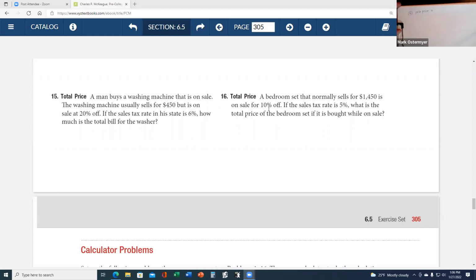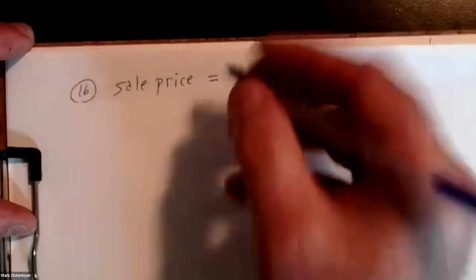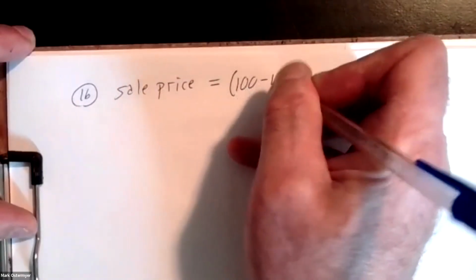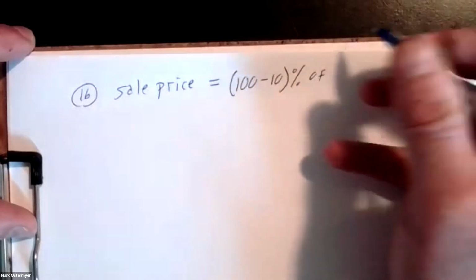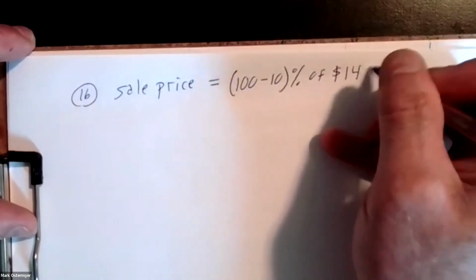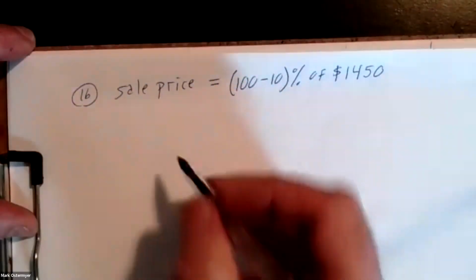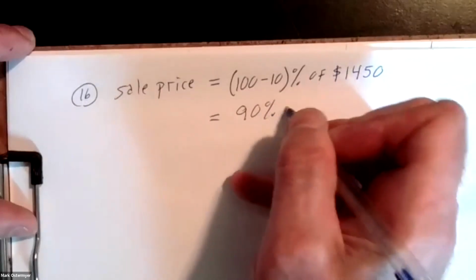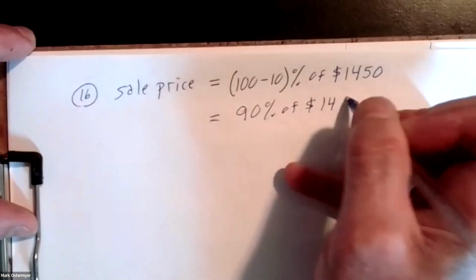So therefore, the sale price should be 100 minus 10% of the original price. Do you agree? So we're going from the original price to the new price, ladies and gentlemen. This is a 10% decrease problem, is what it really is. It's a percent decrease problem. So the sale price is going to be 100 minus 10% of the original price, which is $1,450. We can now find the sale price. The sale price really is going to be 90% of the original price of $1,450.